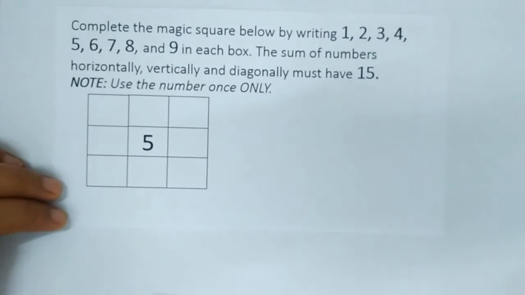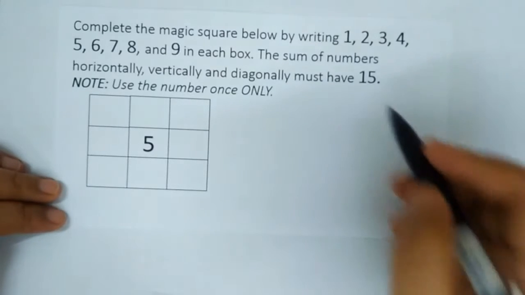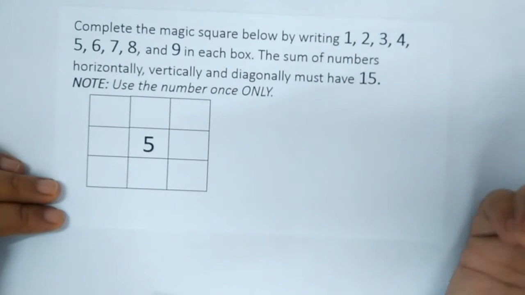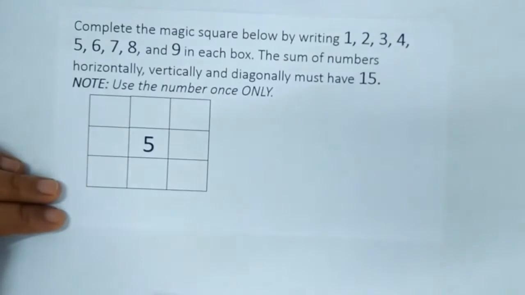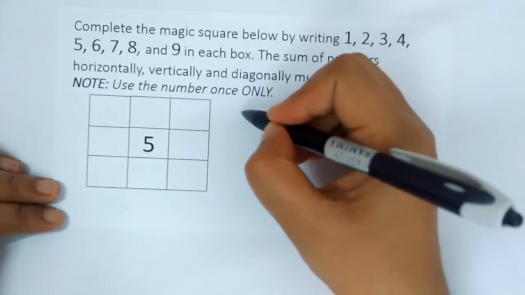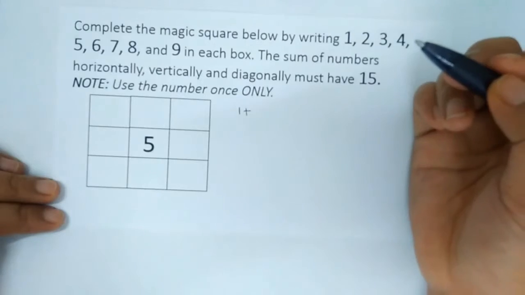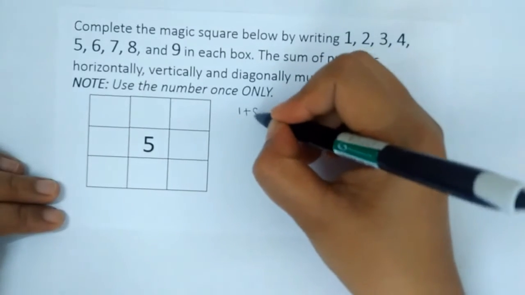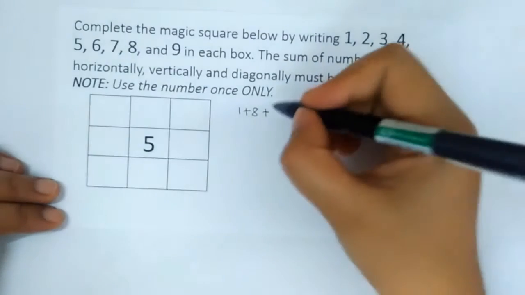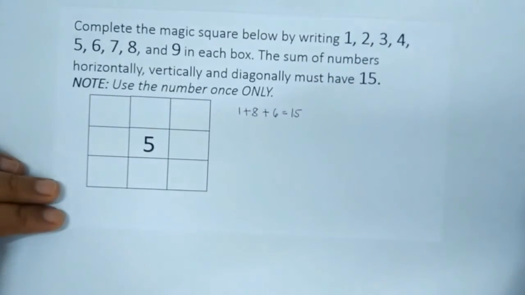To write down 3 numbers that, if we add them, the answer will be 15. Okay, let's think of 3 numbers. Let's start at 1. 1 plus 8 plus 6, very good, is equal to 15.